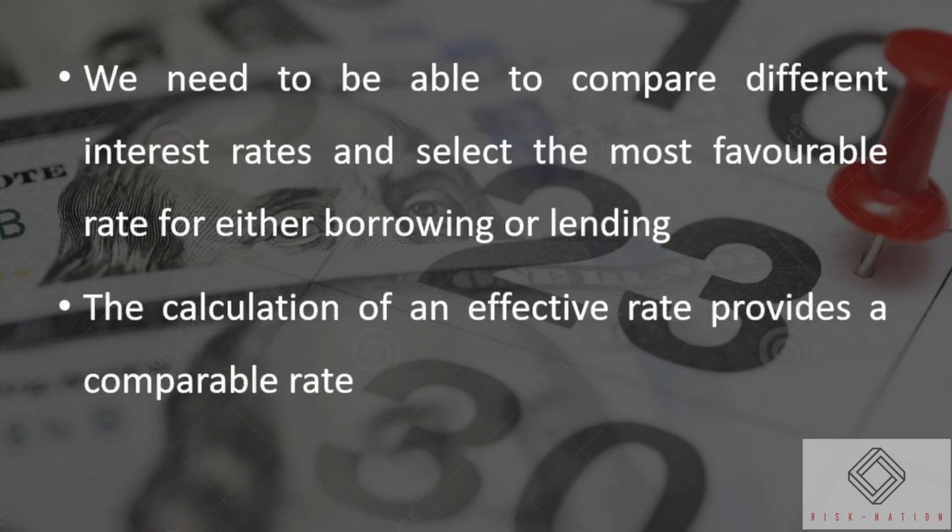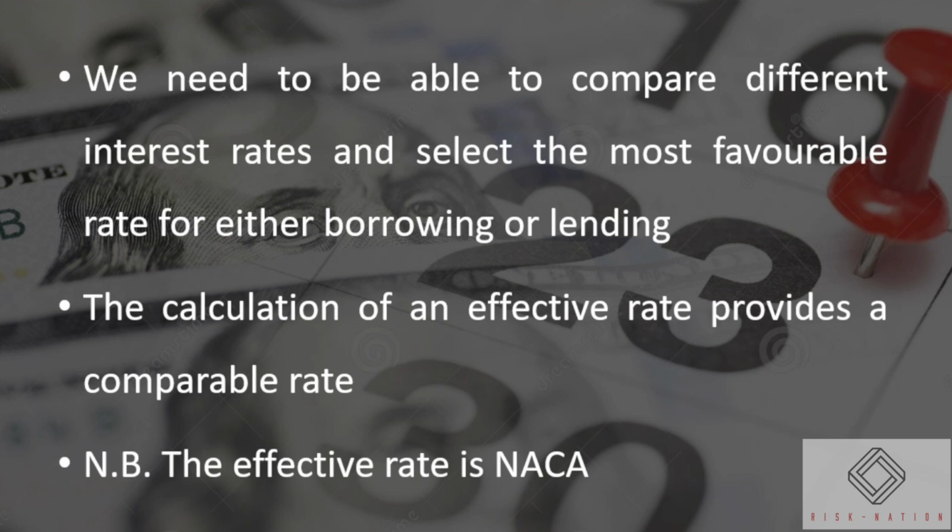Another way of looking at this is that the calculation of an effective rate provides us a comparable rate, a rate that we can use to compare against other investments. And in essence, the effective rate, as you will see shortly, is actually an NACA rate. In other words, it's the equivalent annual rate of a nominally quoted rate. Because a nominally quoted rate with a single compounding period in a year tells us exactly what interest we will earn in a year, because there's no compounding frequency within that period.